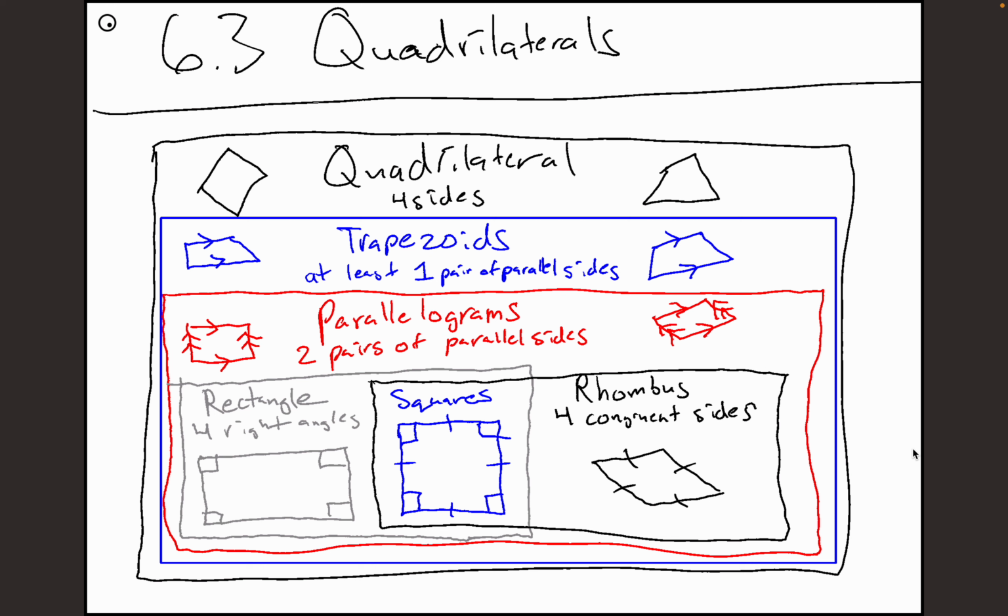Well, so like a rectangle has four right angles and a rhombus has four congruent sides. Okay, a square is in the middle of both because it's both a rectangle and a rhombus. All right, but a rhombus can't be a rectangle.